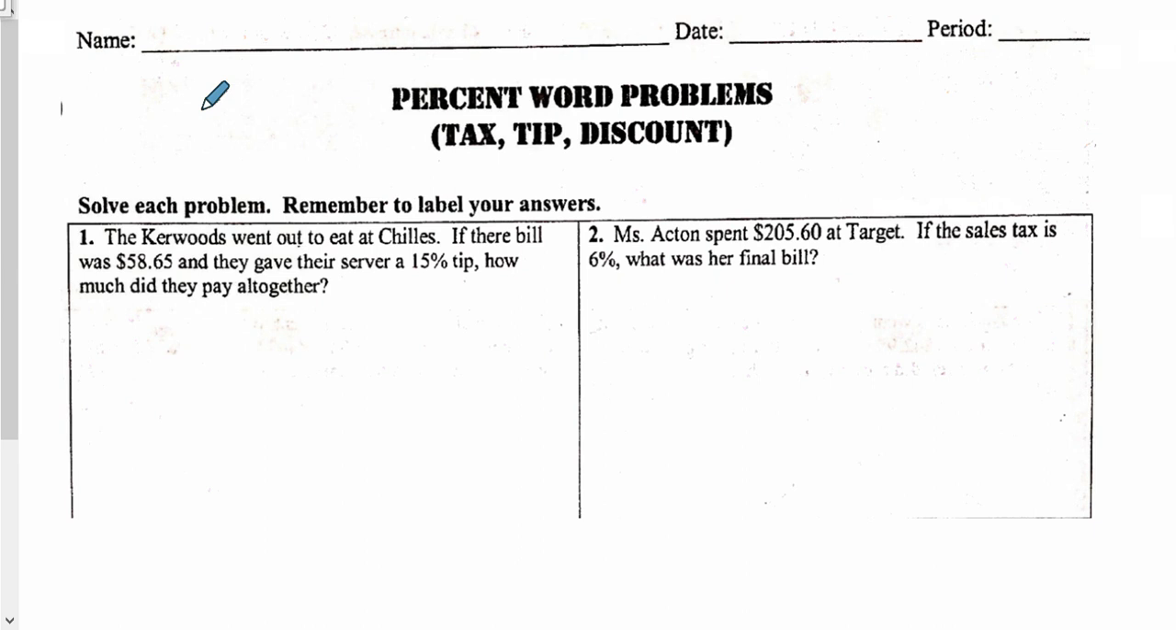All right, guys. This is, what is this, Tuesday, October 15th. Talking about tax, tip, and discount. Remember, when you're reading these, I want you to make sure that you're doing some underlining.